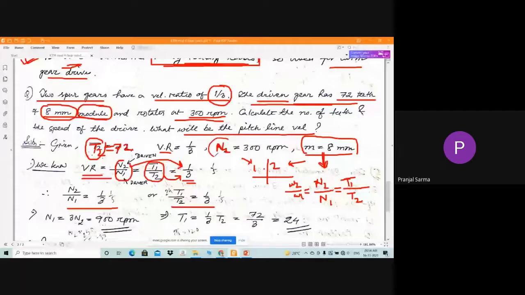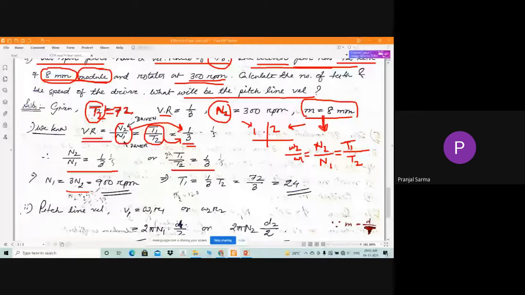They are already given. So from there we'll be able to very easily find out the required n1 and n2. n2 is already there, so n1 is 3 times n2, that means 3 into 300, that is 900 rpm. Similarly, t1 becomes 1/3 of t2, so t2 is given as 72, t1 becomes 24. So this completes the initial part.